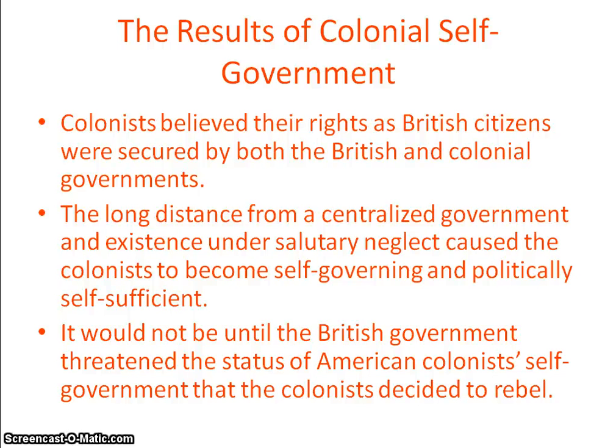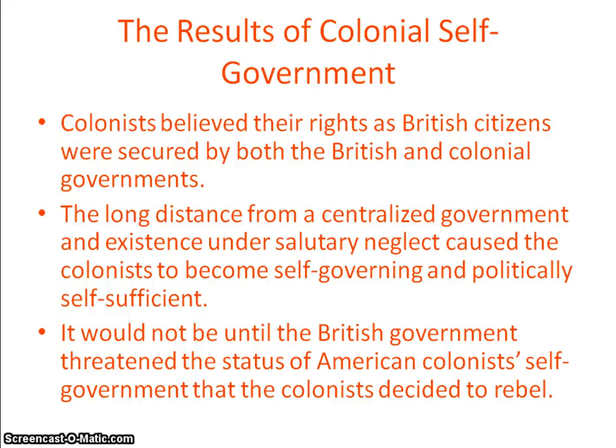Okay, the results of your colonial self-government include your colonists believing that their rights as British citizens are secured by both British and colonial documents, and that the long distance from the centralized government in existence under salutary neglect caused the colonists to become self-governing and politically self-sufficient. So they're able to handle their own business themselves.